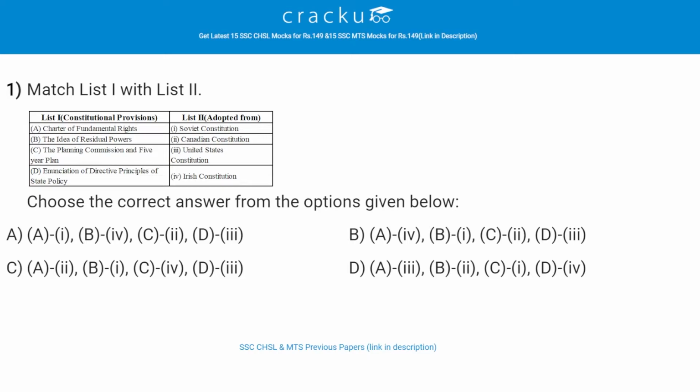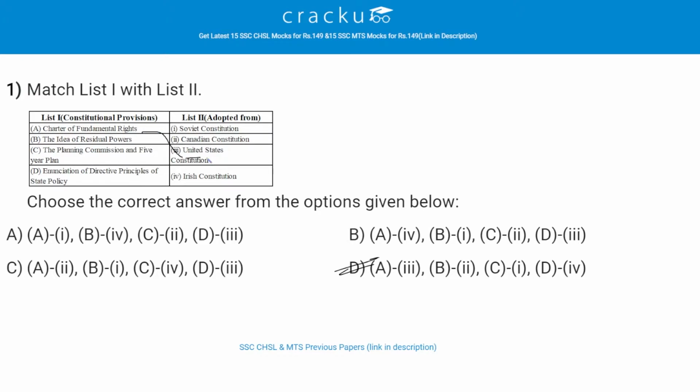Match list 1 with list 2. List 1 is constitutional provisions and list 2 is adopted from. Choose the correct answer from the options given below. The correct answer is D. The Charter of Fundamental Rights is adopted from the United States Constitution.